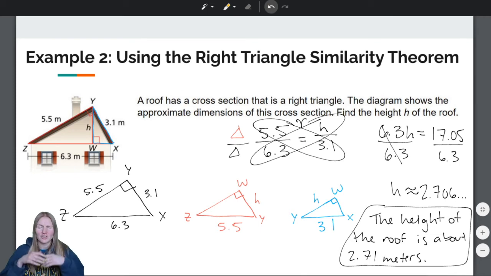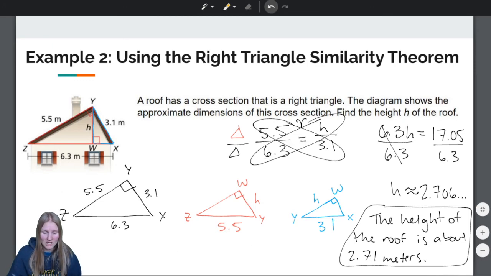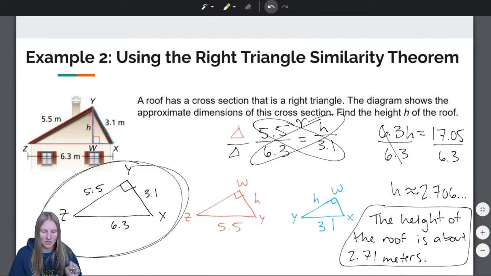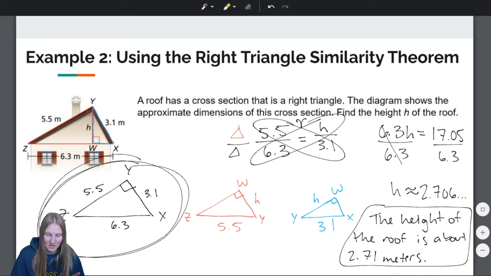So, let's summarize what we did. We picked apart our similar triangles so that we could see which sides were corresponding to which. Then, we picked two triangles. We knew we were going to work with the black triangle because the black triangle has all of the side lengths: 5.5, 3.1, 6.3. Notice how the red triangle was missing a side and the blue triangle was missing a side. So we can't put the blue and the red triangles together because h doesn't correspond to anything on the blue triangle. So we couldn't use the blue and the red. We had to use the black triangle.